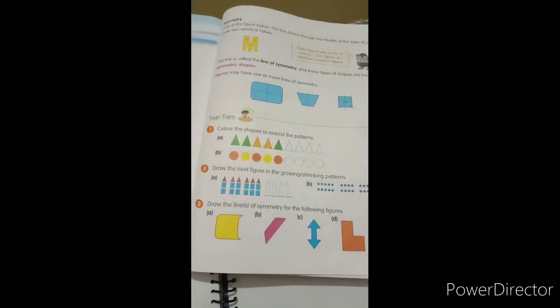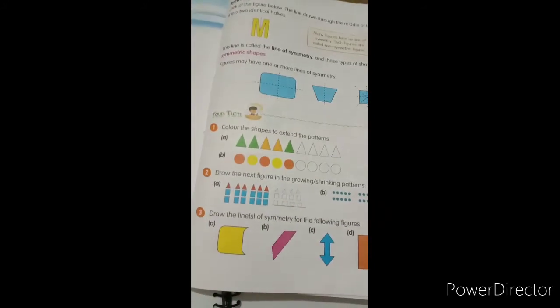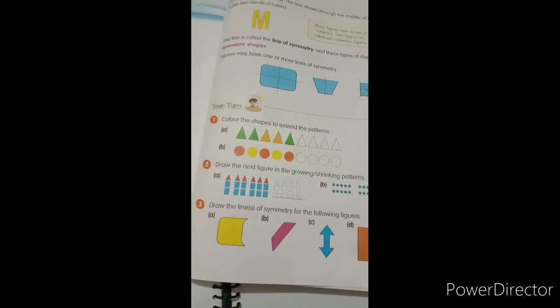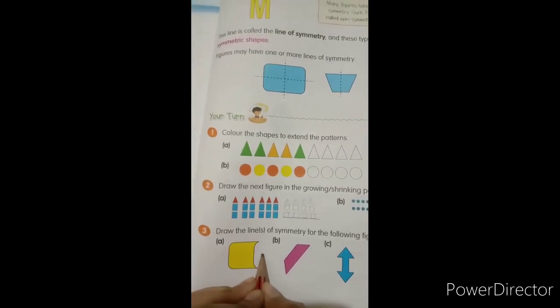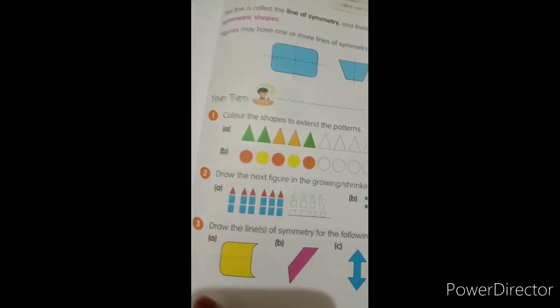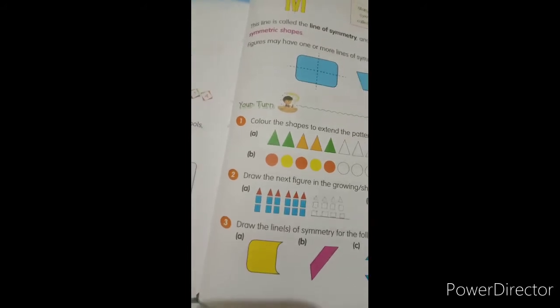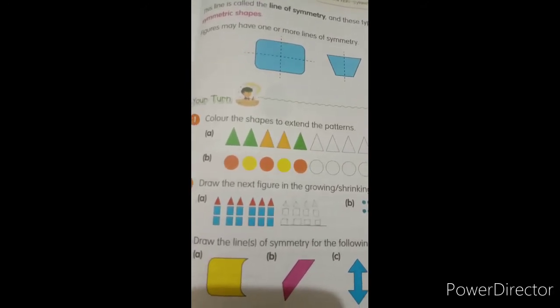In the next question, question number 3, draw the line or lines of symmetry for the following figures. In the first figure, there is only one line of symmetry, which is horizontal. We can make this horizontal line of symmetry here, because when we draw a vertical line of symmetry, these two parts are not identical in shape. So there is only a single line of symmetry, which is the horizontal line.